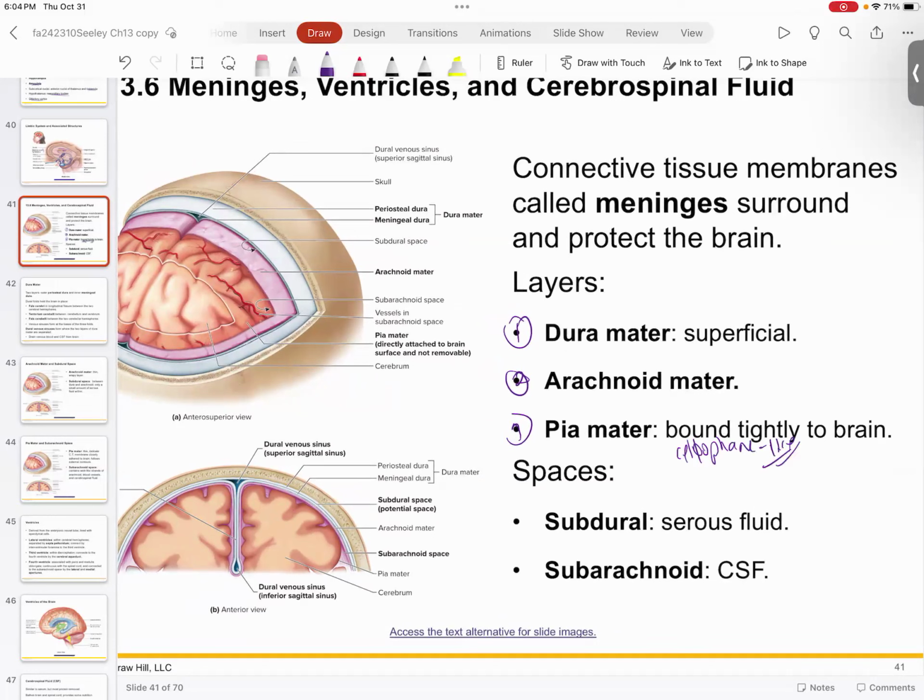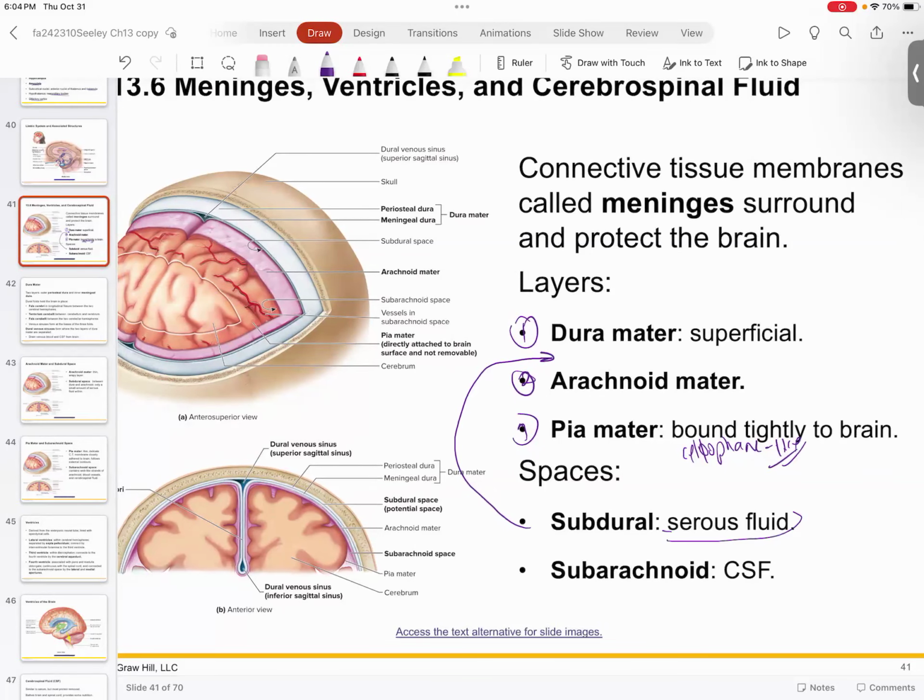Now there's also spaces as well. So just like there's 3 layers, right? Going from outer to inner, dura, arachnoid, and pia, there's also spaces. So for instance, the subdural space, which would inhabit the area between the dura mater and the arachnoid mater, is full of serous fluid. The subarachnoid space, which would be the space just below the arachnoid mater and above the pia mater, is going to be where the circulating cerebrospinal fluid is found.